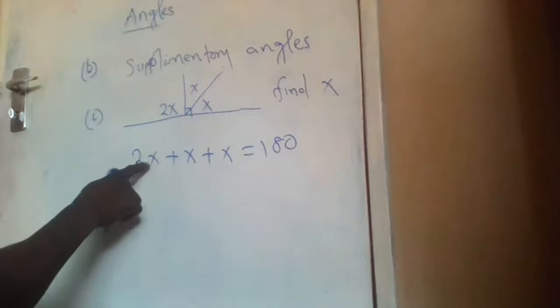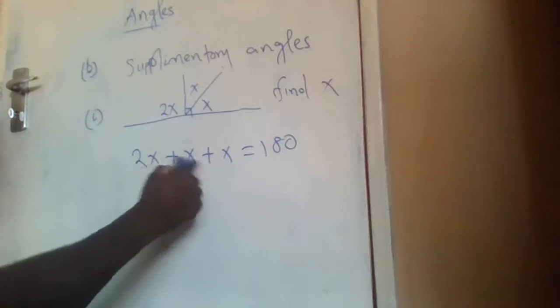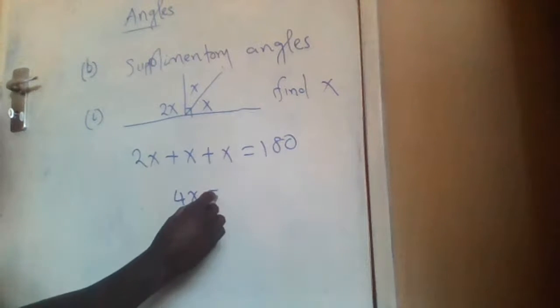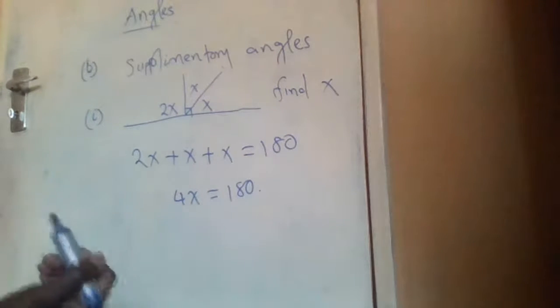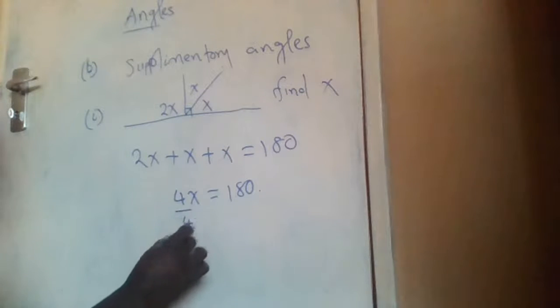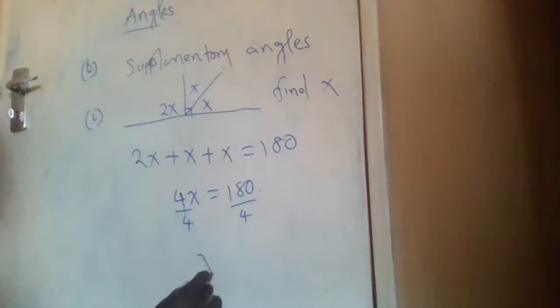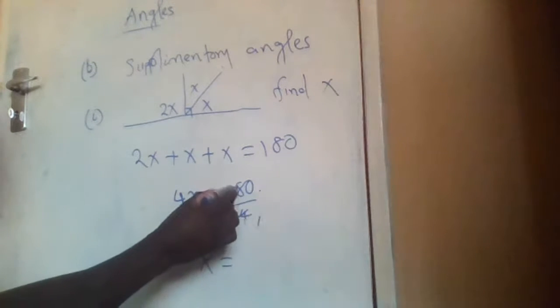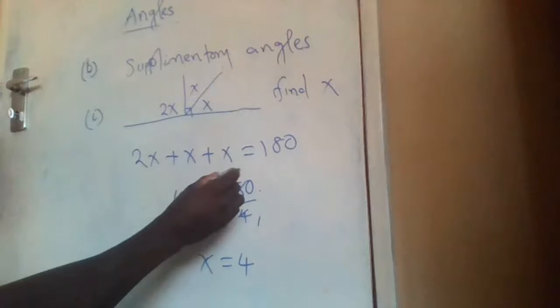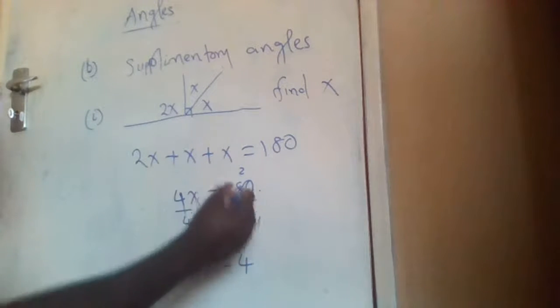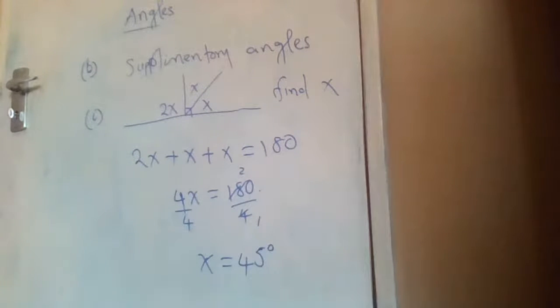With all that said, 2x plus another x is 3x, plus another one, 4x. When you equate that, it gives 180. We're finding the value of x, so we divide by 4 on both sides, so that the value of x will be 180 divided by 4. 4 into 18, 4 times 4 is 16, the remainder is 2, and 4 into 20 gives us 5. So the value of x is 45 degrees.